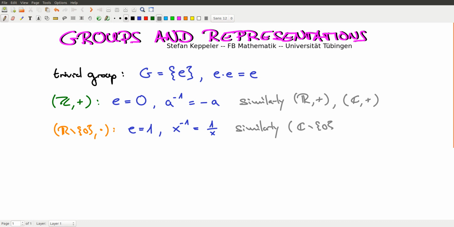minus 0 and multiplication. Oh, and you see why we had to remove 0 here, because otherwise 0 would have been an element without an inverse, and that's not allowed for a group.